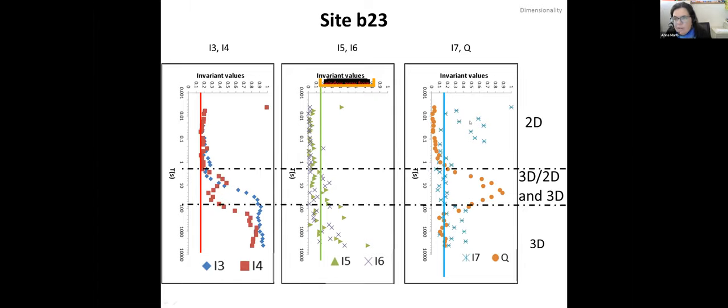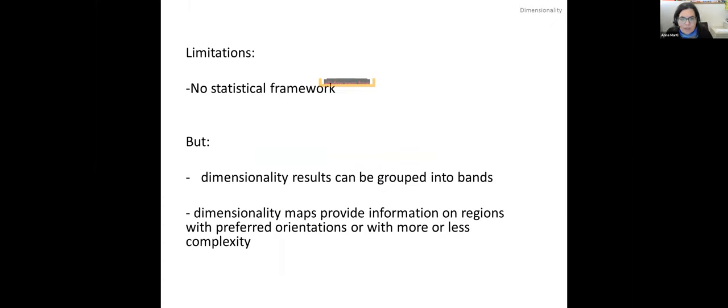So using the WALDIM criteria, we could establish that at short periods, the structure is 1D. At middle periods, there's a mix of 3D over 2D and 3D cases, and for long periods, it is 3D. The limitation of this analysis is that there's no statistical framework, but the dimensionality results can be grouped into bands of groups of periods. And the dimensionality maps provide information on regions with preferred orientations and help identify which areas are more or less complex.